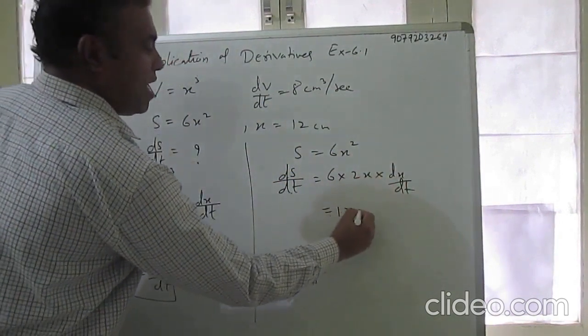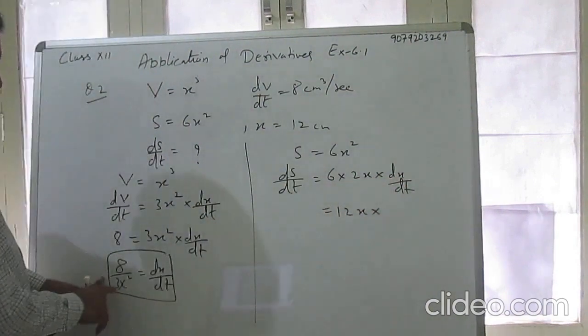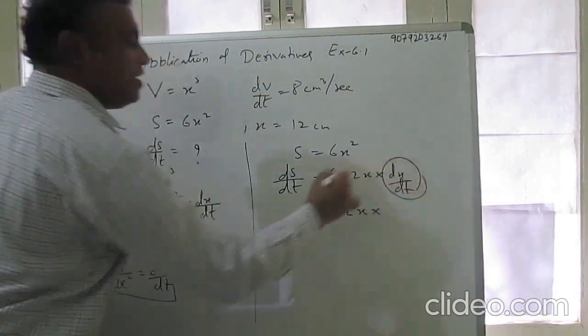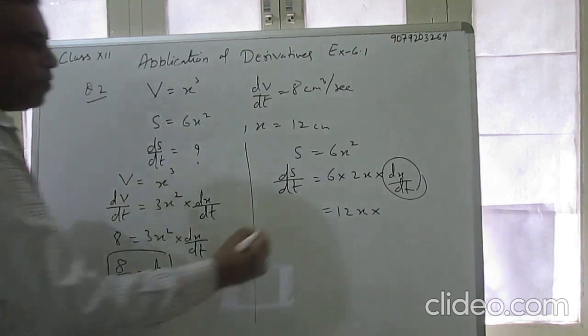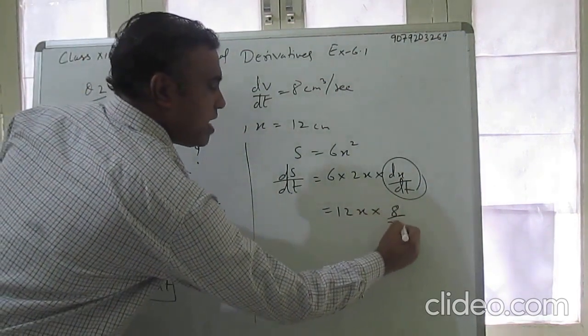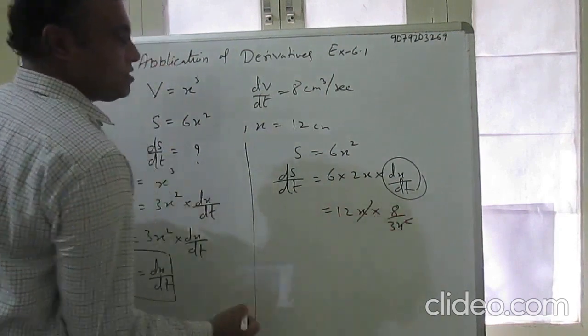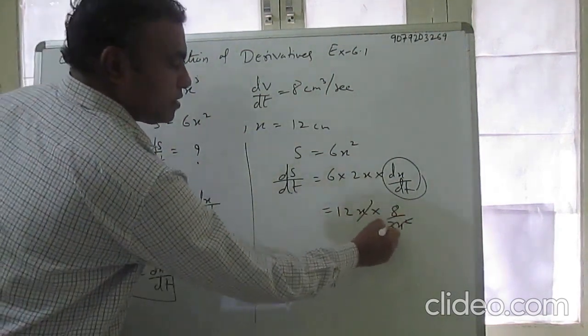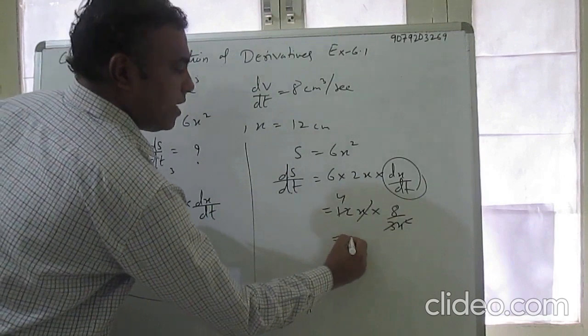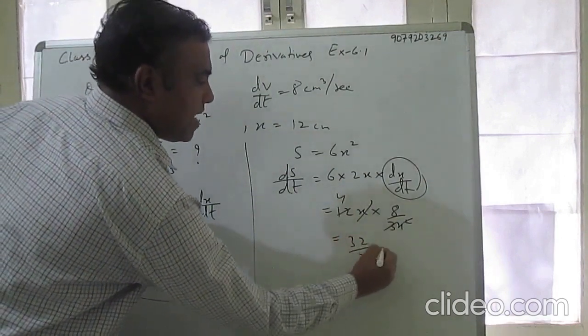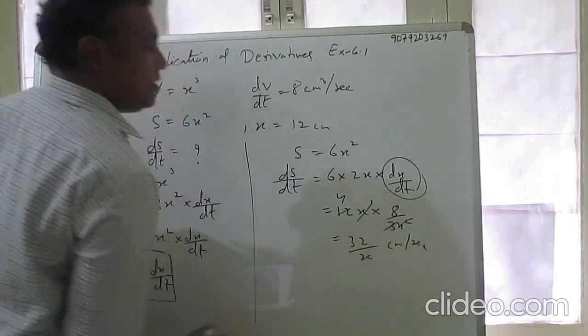So it is 12x. What is dx by dt? 8 upon, putting the value of dx by dt, 8 upon 3x square. Cut this x, and 3 4s are 12. So 8 4s are 32 upon x centimeter per second.